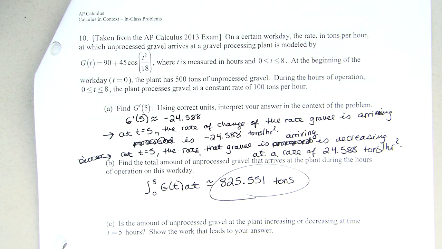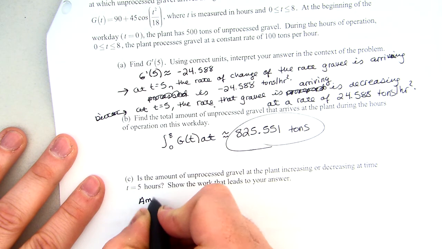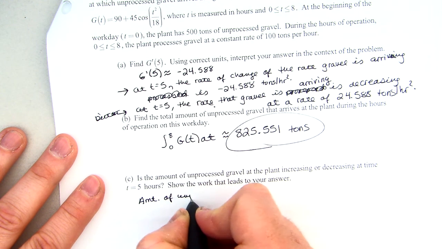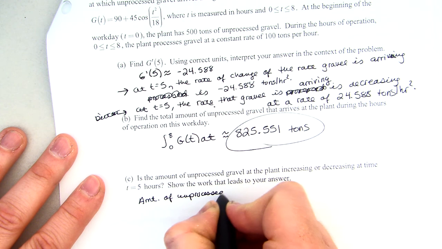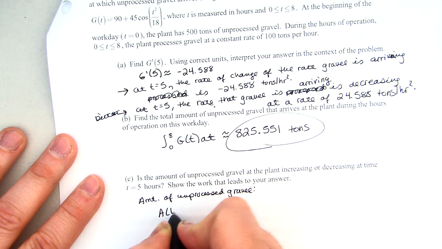Okay. Part C. Is the amount of unprocessed gravel at the plant increasing or decreasing at time 5 hours? Show the work that leads to this. Here's how I'm going to do this. I first want to create a function that will find the amount of gravel, because I'm going to need that in part D as well, and it might make C easier to understand. How about we call it A of t? So the amount of unprocessed gravel present at any time will be A of t, which equals.